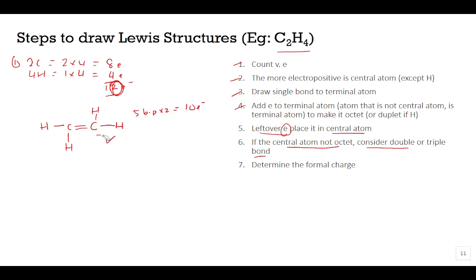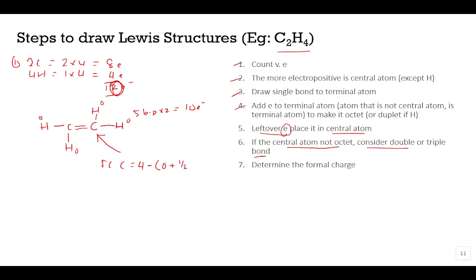Next, what we are going to do is determine the formal charge. We already calculated that if the H is like this, it is 0, right? So 0, 0, 0, 0. Now what we need to count is this one. Formal charge for carbon here, if you still remember: total valence electrons 4, minus lone pair 0, plus half of bonding pair.